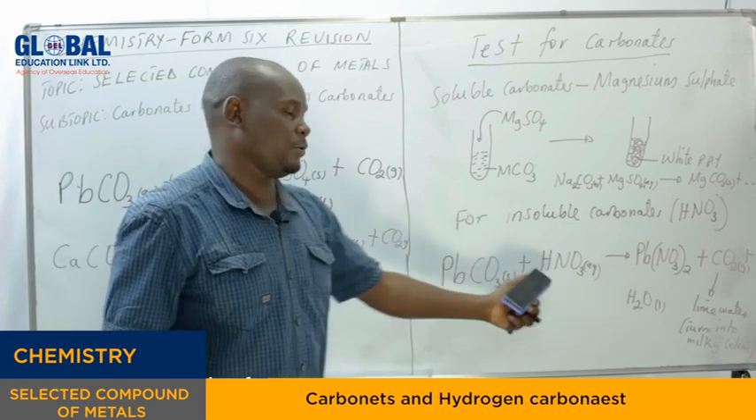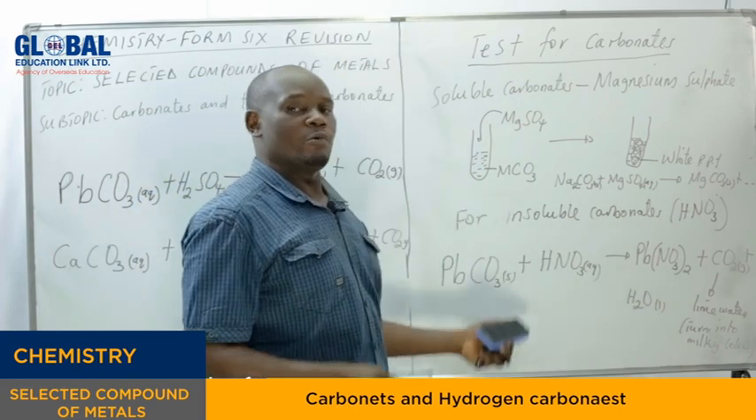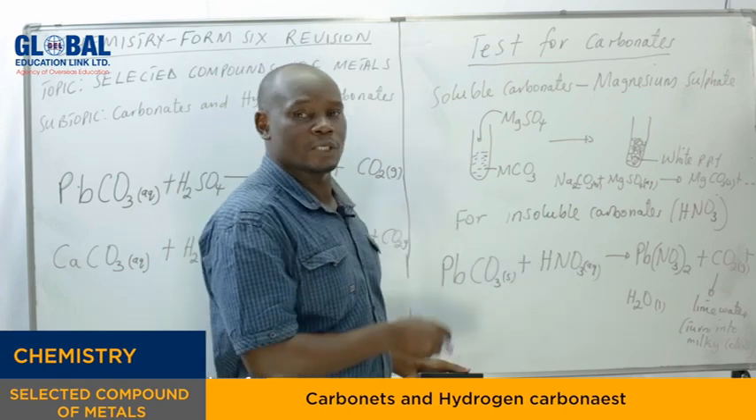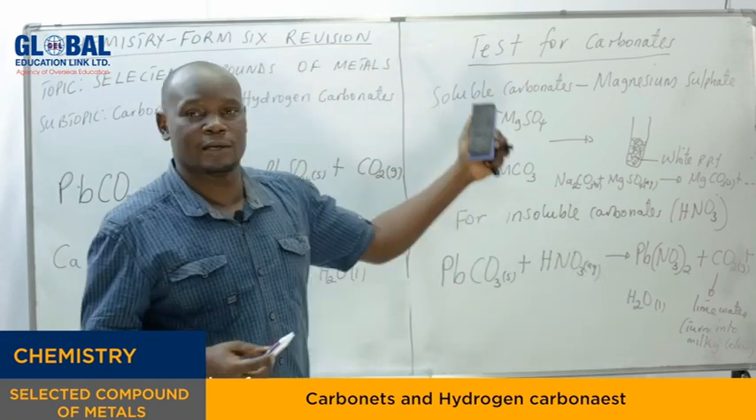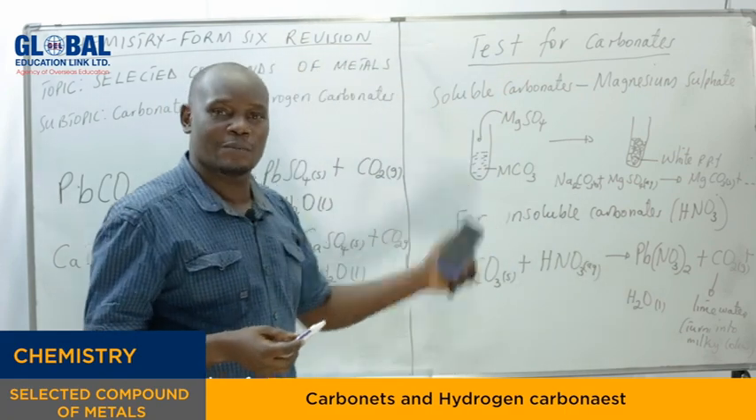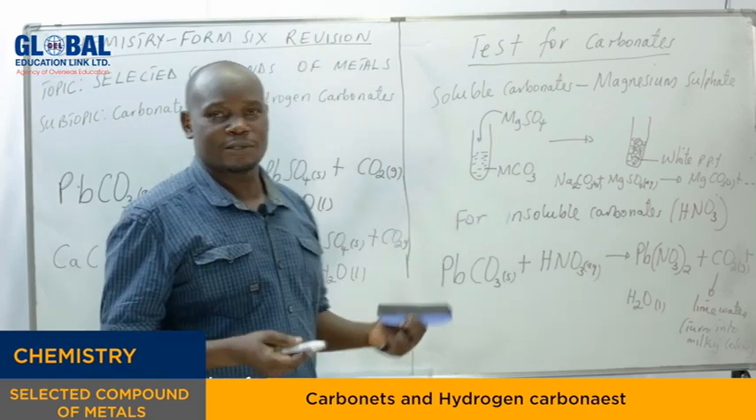For insoluble carbonates, we use nitric acid, where carbon dioxide is liberated, and when it is passed through lime water, the lime water turns milky. So that is how you can identify the presence of carbonates in a given compound. After a short break, you'll be back.